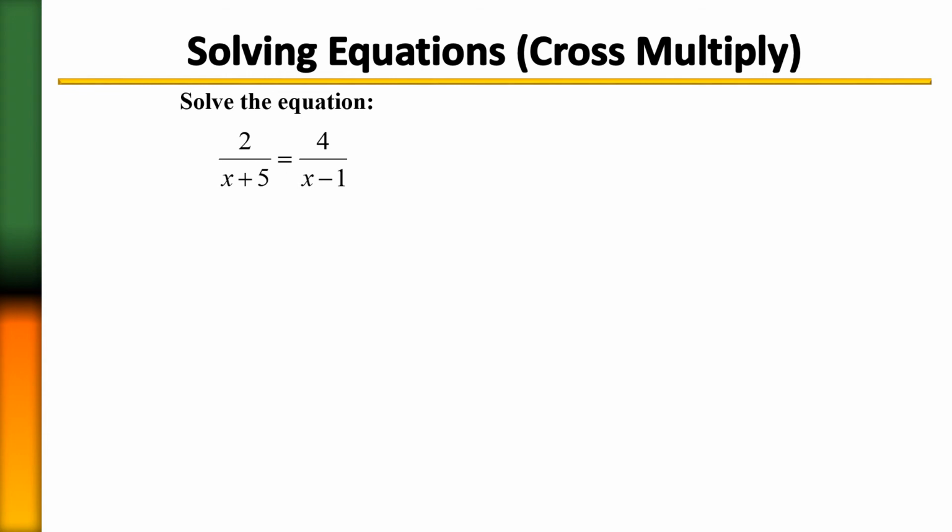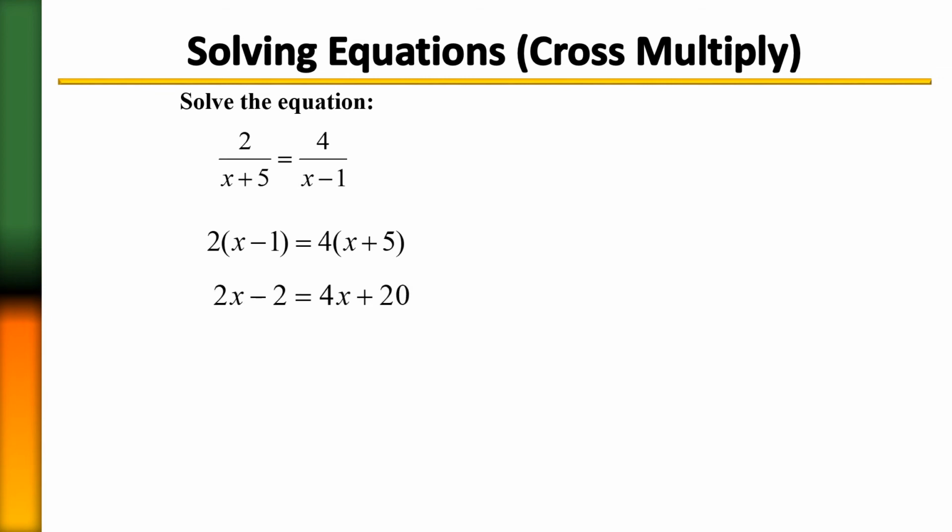So I'm going to start here, 2 times x minus 1. That's going to be on one side. And 4 times x plus 5 is going to be on the other side. Next, I'm going to use the distributive property. I have to distribute the 2 times x, and then 2 times negative 1. I'm also going to distribute the 4 times x, and then 4 times 5.